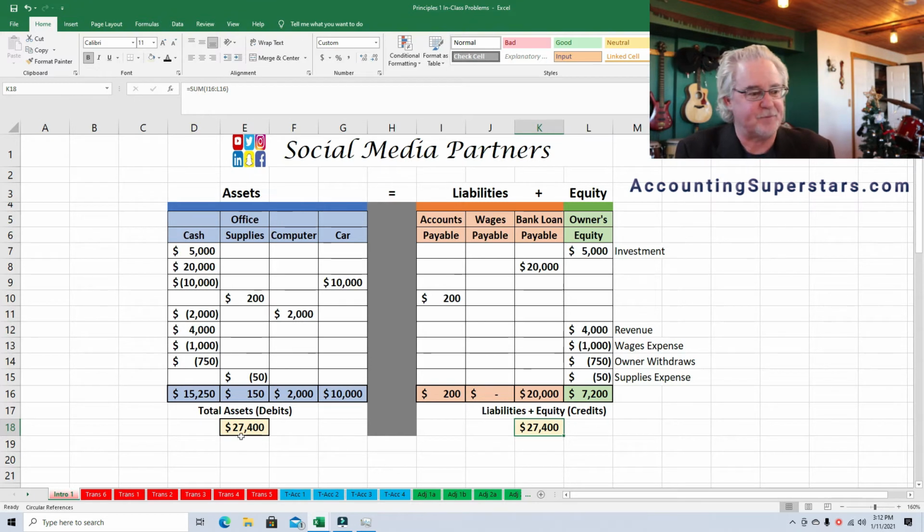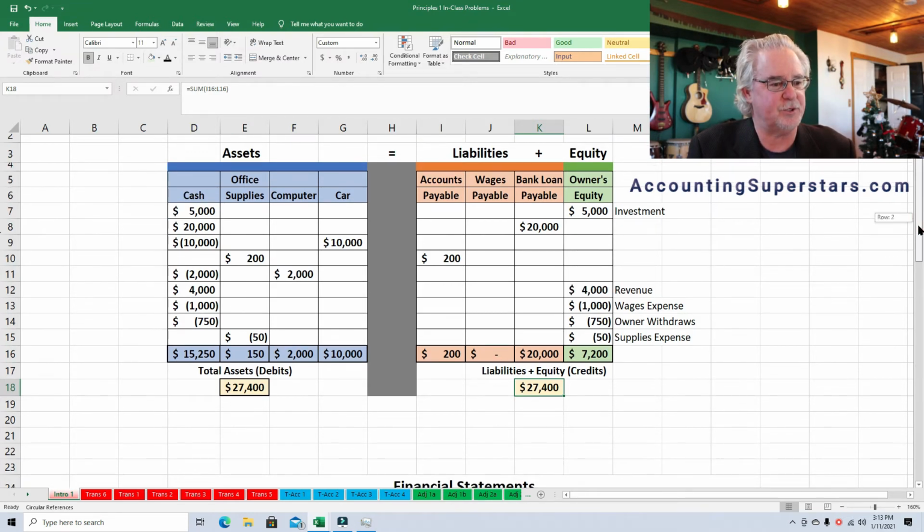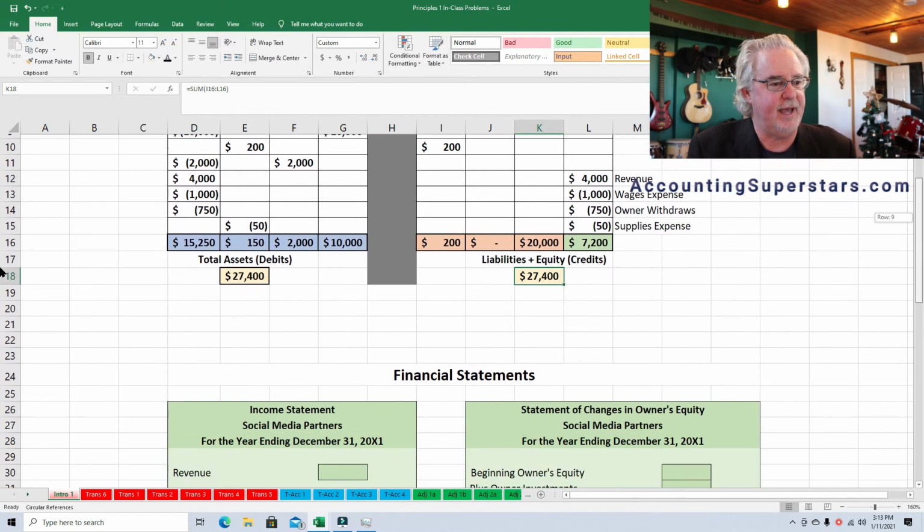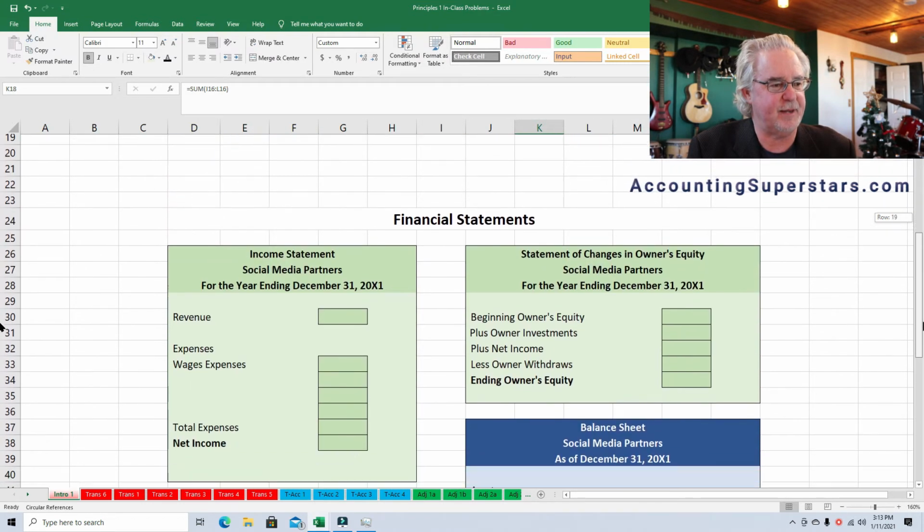And in fact, if these totals do not match, don't go on. It won't do you any good to go on. You're not going to find the mistake. You've got to go back and find the mistake and fix it. All right. So going on to the financial statements. So here's what I'm going to do. I'm going to scroll down and here are the financial statements.